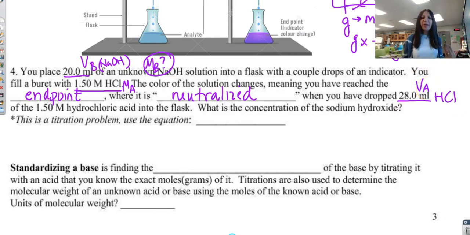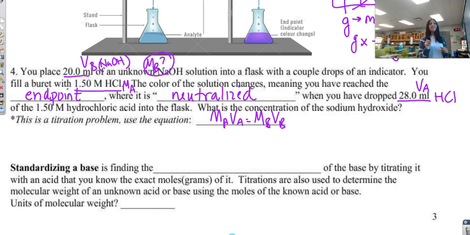You always want to check the ratio. I've got NaOH and HCl. One OH and one H make one water molecule, so it is a 1-to-1 ratio. So I can use MAVA equals MBVB normally. It's asking what the concentration is of the sodium hydroxide, which we already said we were looking for: MB. It's a titration problem, so typically we're going to use MAVA equals MBVB.